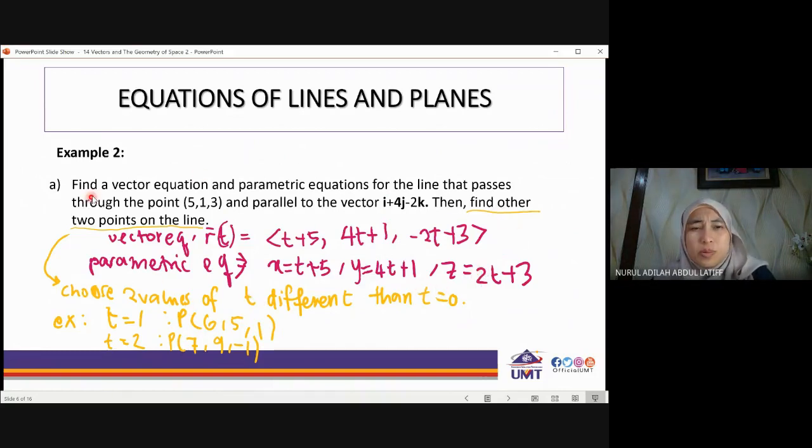So now, find 2 other points on the line. This is easy. Just choose 2 values of t different from t = 0. Whether you want to take t = 3, 4, that's fine. In this case, I took t = 1 and t = 2. Just put it inside the equation here. So you get 1 + 5 = 6, 4 times 1 + 1 = 5, negative 2 times 1 + 3 = 1. Macam tu juga t = 2. You just substitute t = 2 and you get the final answer.